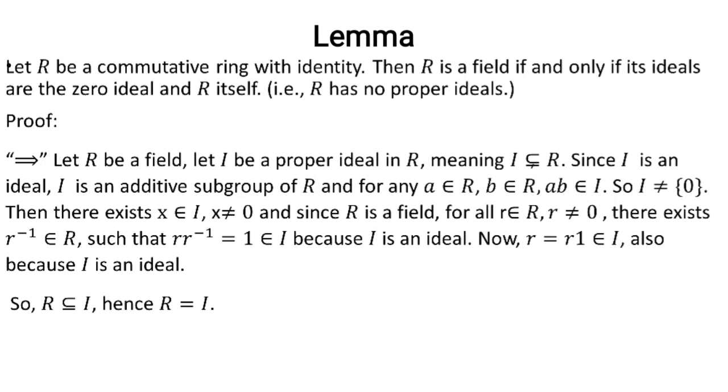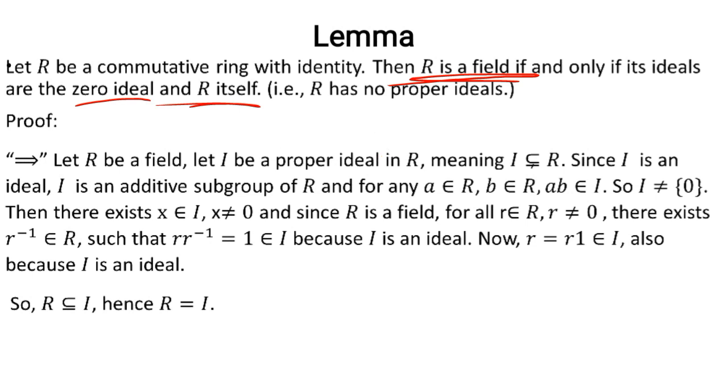Now we consider a lemma. This is how the lemma goes. We're told that we have R, a commutative ring with identity. So the ring has an identity. Then R is a field. If you want to remember what a field is, you might need to refer to your 203 lecture notes, okay? Then R is a field if and only if its ideals are the zero ideal and R itself. So we have an if and only if situation, meaning that we have a biconditional statement before us, right? So we need to prove both directions, okay?